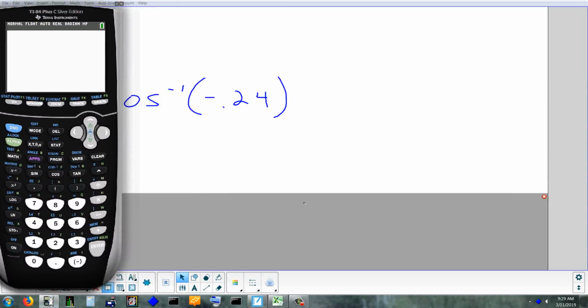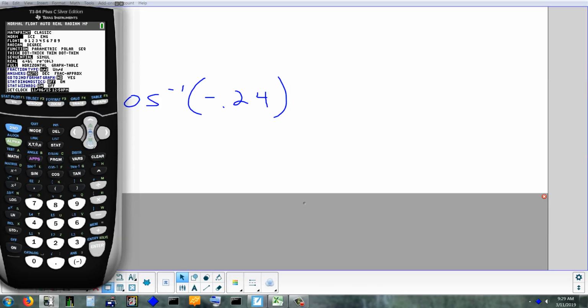Well, very similar to the last one, we just got to use a different button. What button did I press first last time? The second button. Yep. And then what do I press from there? Cosine. Okay, keep going. Then don't you type in the negative 2.4? Negative 0.24, yep. And we get an answer of, now that's in radians, 1.81.